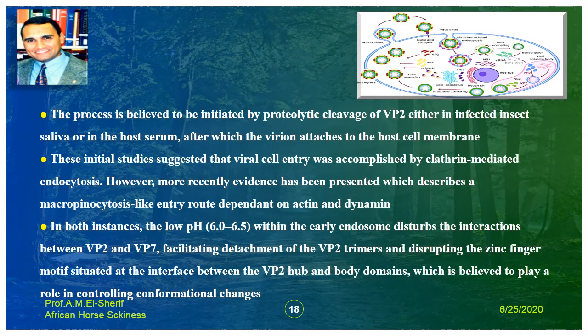The process is believed to be initiated by proteolytic cleavage of viral protein 2, either in infected insect saliva or in the host serum, after which the virion attaches to the host cell membrane. These initial studies suggested that viral cell entry was accomplished by clathrin-mediated endocytosis.